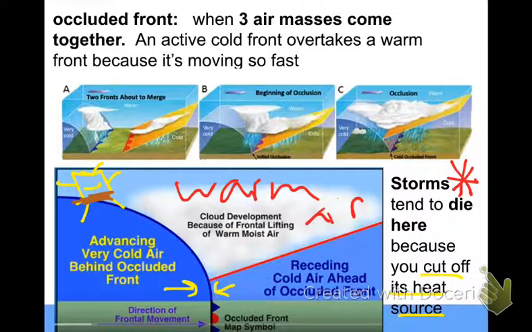The occluded front has a lot of weird weather associated with it. The storms dying is the only consistent thing we can really talk about. So that's why it's the only weather I included here. So I'm going to go ahead and clear the screen. If you need to finish drawing, then again, pause the video.